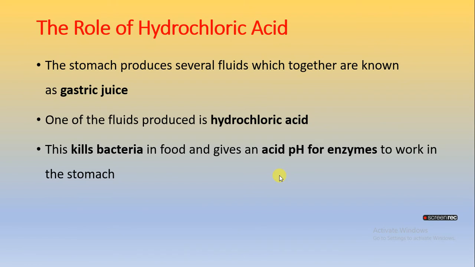So we'll just look at the role of hydrochloric acid now. Remember I told you that hydrochloric acid is in the stomach. And what is the function? First, the stomach produces several fluids, which together are known as gastric juices. But one of the fluids produced is hydrochloric acid. And the function of the hydrochloric acid is it helps to kill bacteria in the food and give an acid pH for enzymes in the stomach to work, majorly the pepsin enzyme. Those are the two major functions of hydrochloric acid.